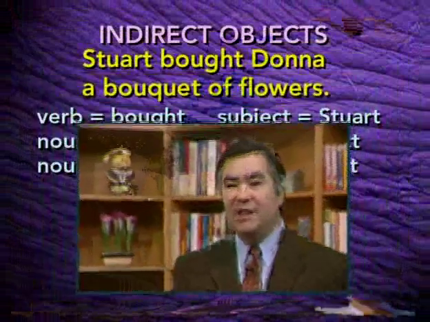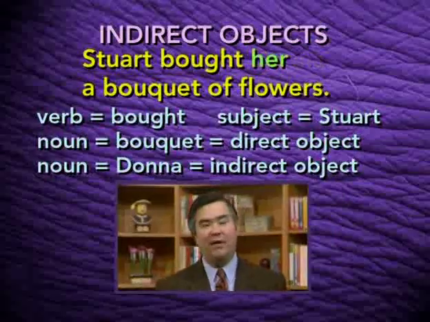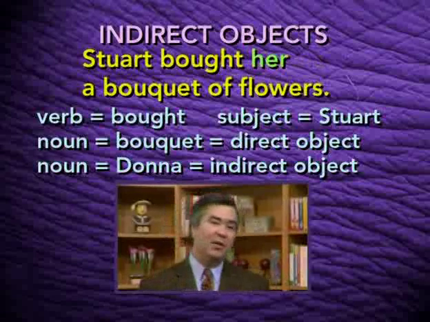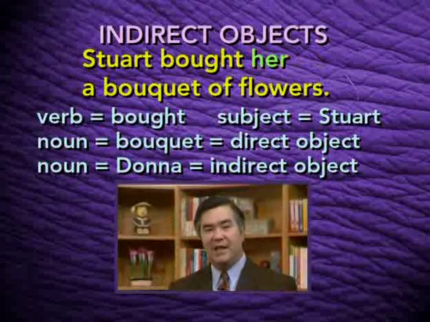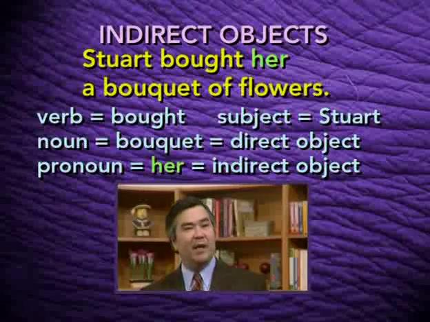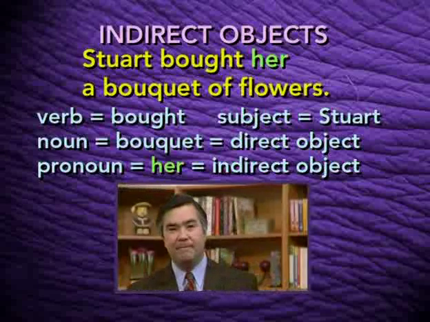Both of the examples we've looked at so far happen to use nouns as indirect objects, but a pronoun could be used equally well. So that, for example, that same sentence could read, Stuart bought her a bouquet of flowers. In this case, the pronoun her would substitute for Donna, and it would also act as the indirect object. An indirect object would always be a noun or a pronoun, but it could be either one.